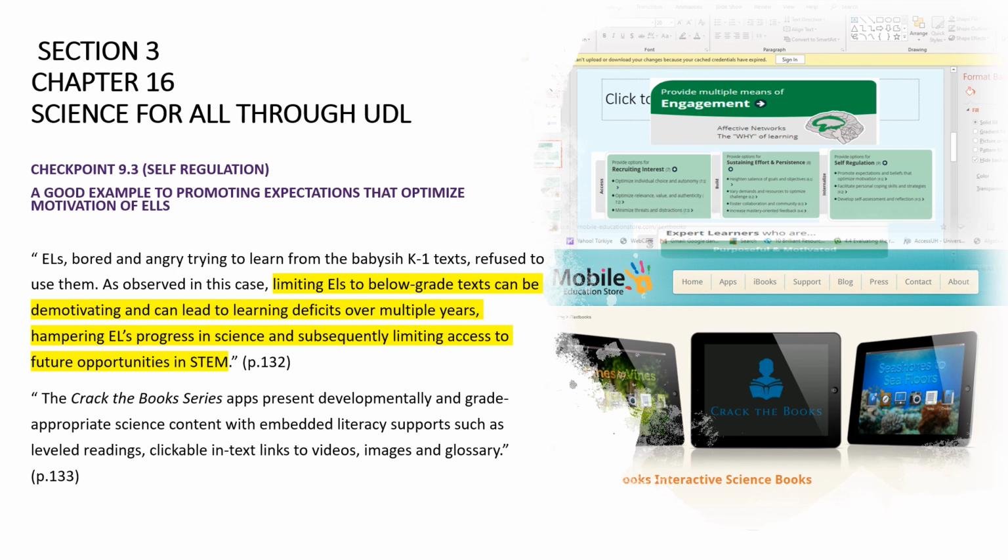So, an application is introduced in this chapter, which can help teachers who are teaching STEM and have English language learners in their classes, which is called the Crack the Book series. And this application can be a practical resource for STEM teachers who have English language learners in their classes to set appropriate expectations and optimize their motivation.